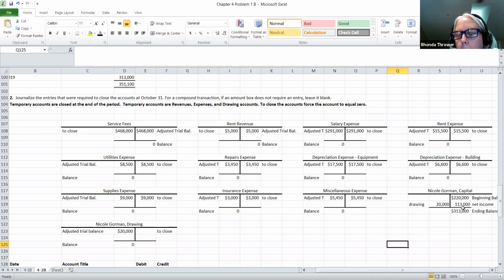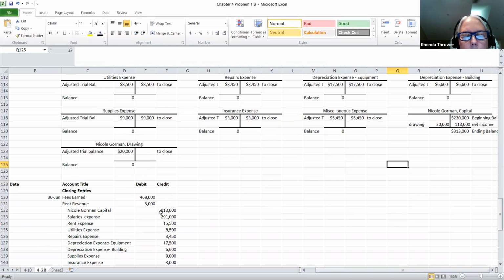But the net income is going to add to the owner's capital account. And that's why we credit the capital here for 113,000. This 113,000 is the amount of the net income. And so what we're doing is we're closing out our revenue accounts by debiting the revenue accounts to get rid of those revenue accounts.